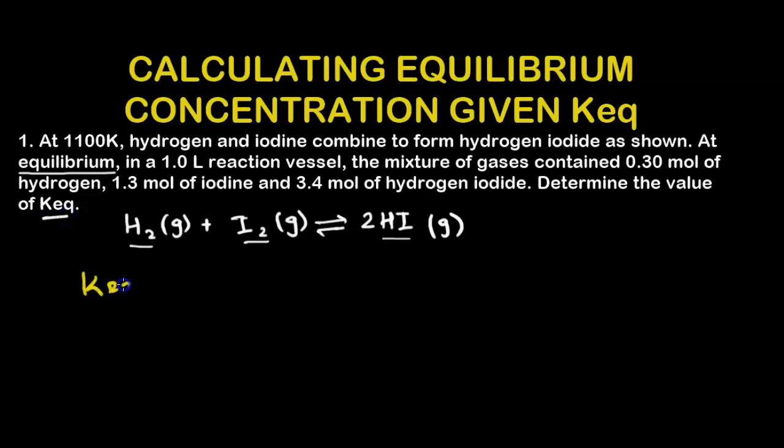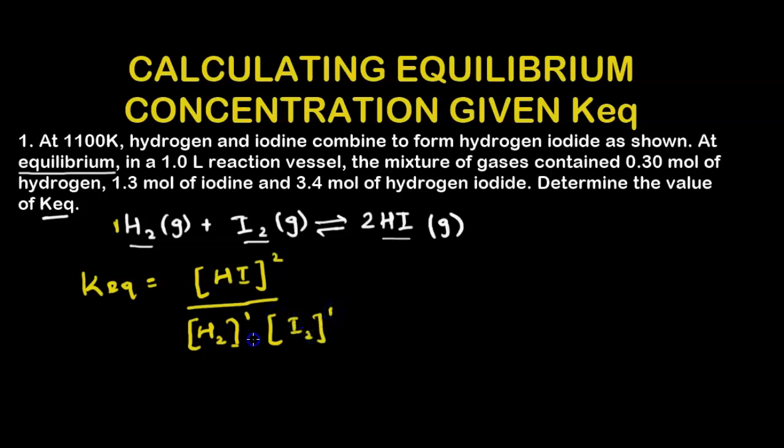We know K equilibrium is nothing but the ratio of products to reactants. This is how we write it down: concentration of the product raised to the power of 2, over concentration of hydrogen, that's the reactant, raised to the power of 1 because the stoichiometric coefficient is 1. Next is concentration of iodine raised to the power of 1 as well. So this is the product of the reactants. On the product side, we just have one compound, so we write HI squared over H2 times I2. So this is our K equilibrium equation.